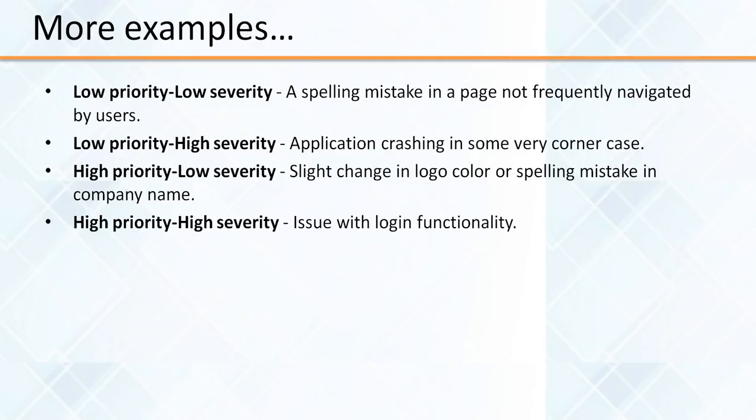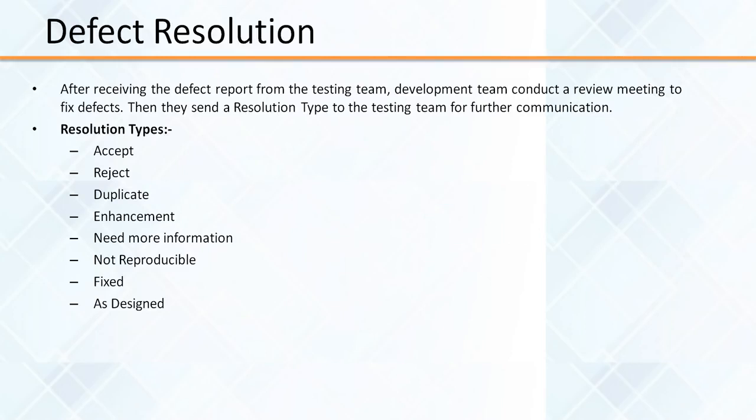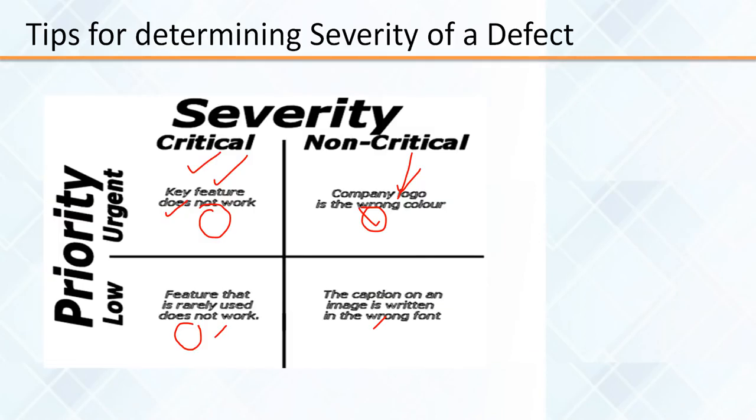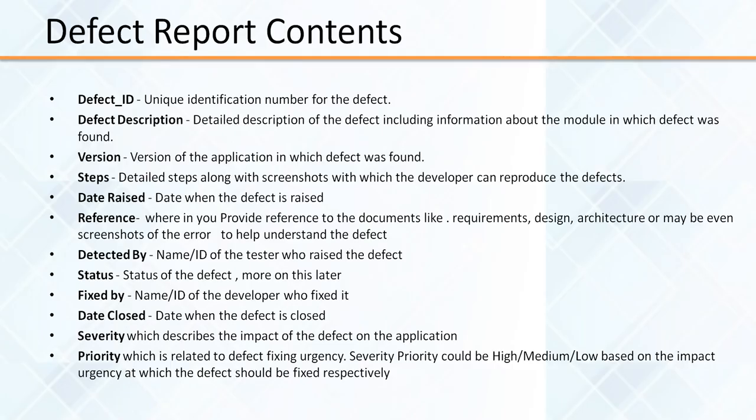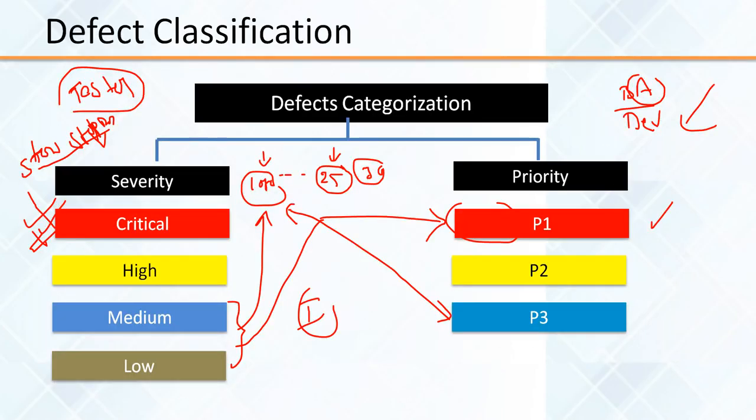Okay. Now defect resolution. In defect reporting, a defect report contains one field, let me show you here. These are the defect report contents, right? In these contents, we have one field called defect resolution, along with steps, reference, and defect. Defect resolution is a very important point. So what are the defect resolution types? This is also an interview question.